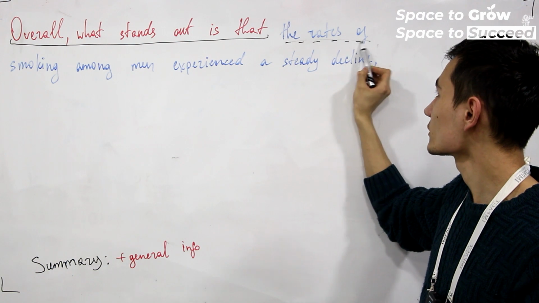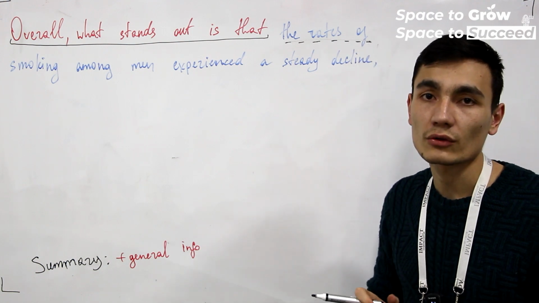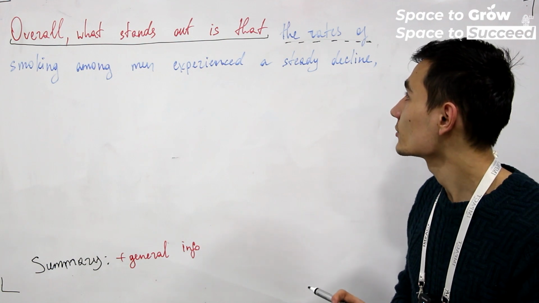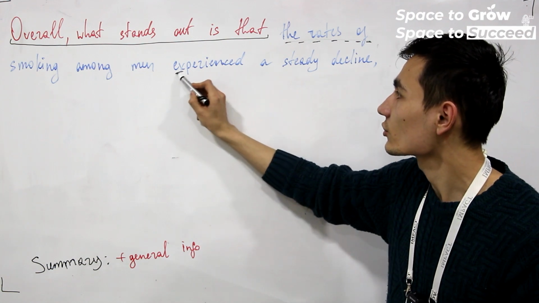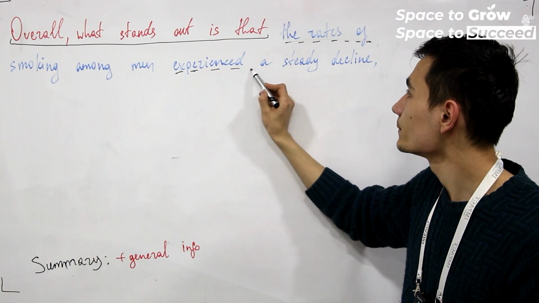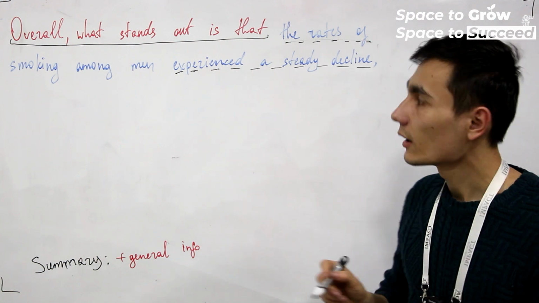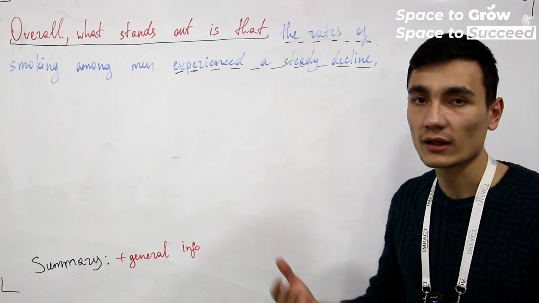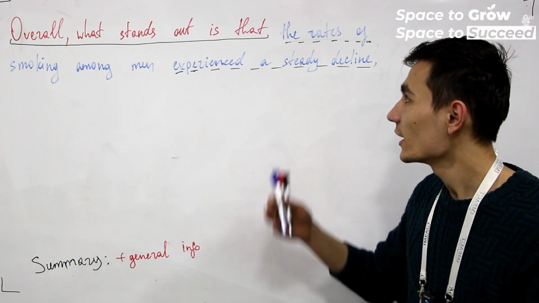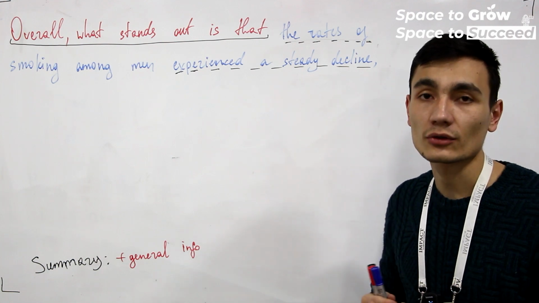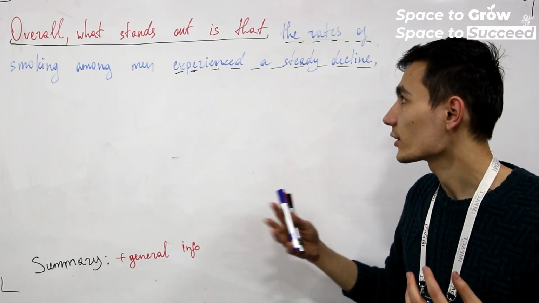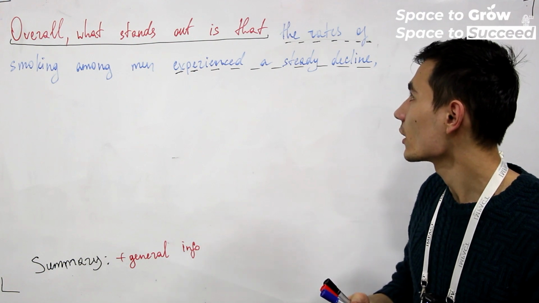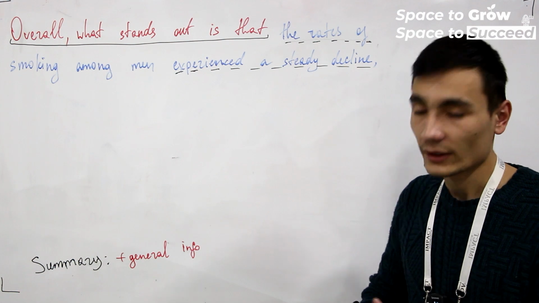The rates, the levels, the degrees. So we can use it when you're talking about percentages or when you're talking about anything. So smoking among men experienced a steady decline. Here is the structure too. So I could simply say, the rates of smoking among men decreased or declined or fell. But I prefer to use experienced a steady decline. So why is it a better structure? Because I'm using a different word, experience, and I'm using an adjective, steady, and a noun, decline.